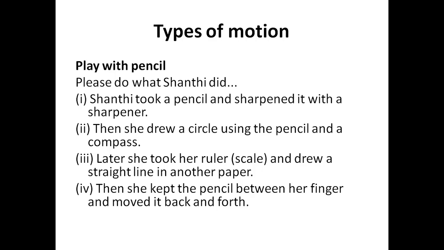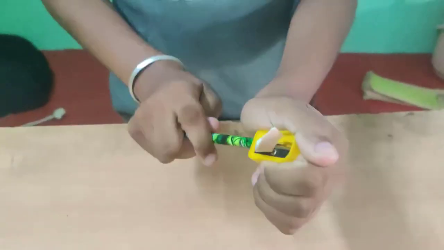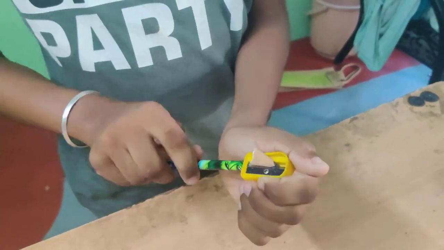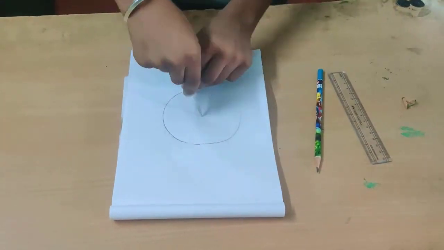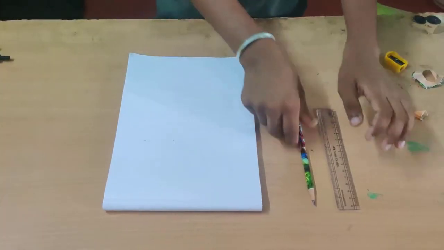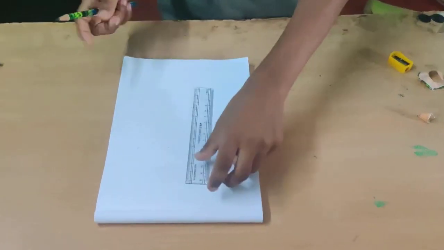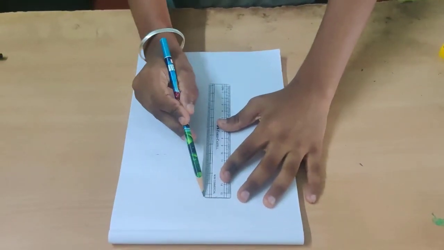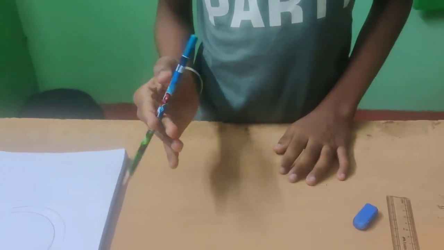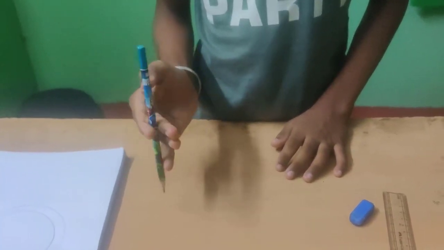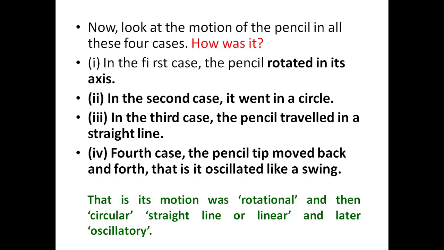Types of motion. Play with a pencil. Please do what Shanti did. Shanti took a pencil and sharpened it with a sharpener. Then she drew a circle using the pencil and a compass. Later, she took her ruler or scale and drew a straight line on another paper. Then she kept the pencil between her fingers and moved it back and forth. Now look at the motion of the pencil in all these four cases.